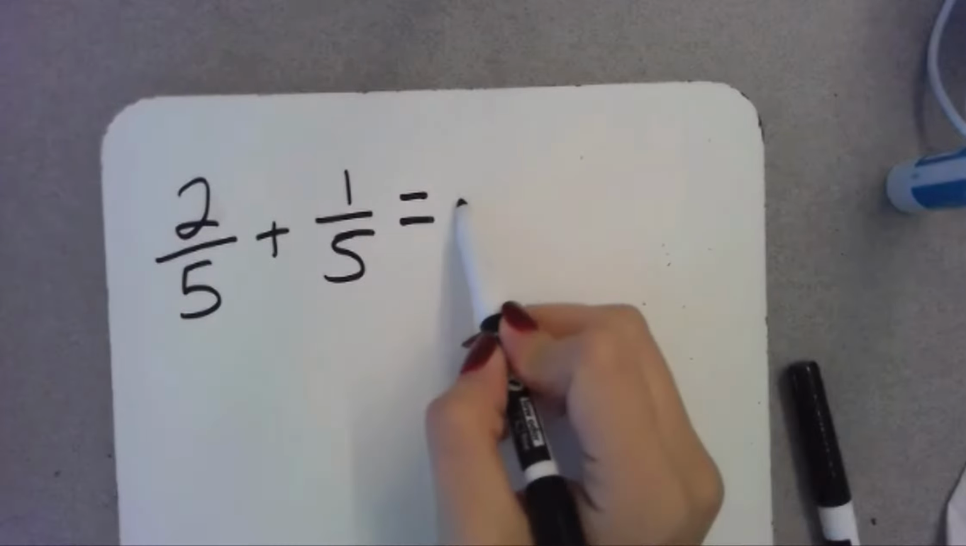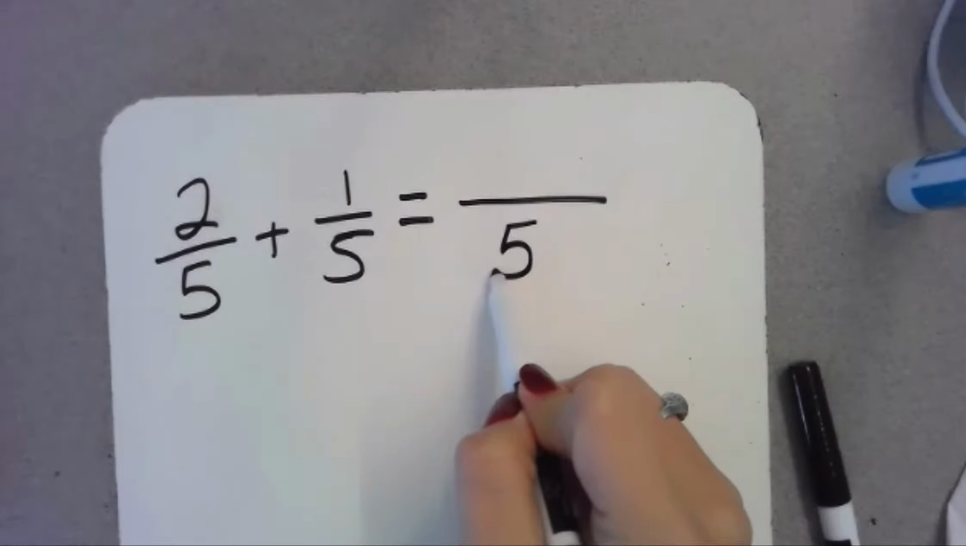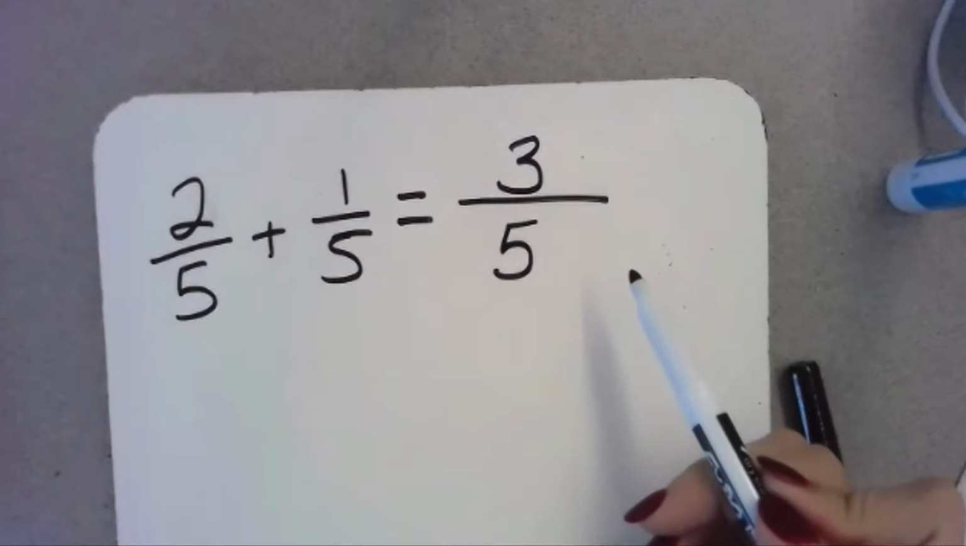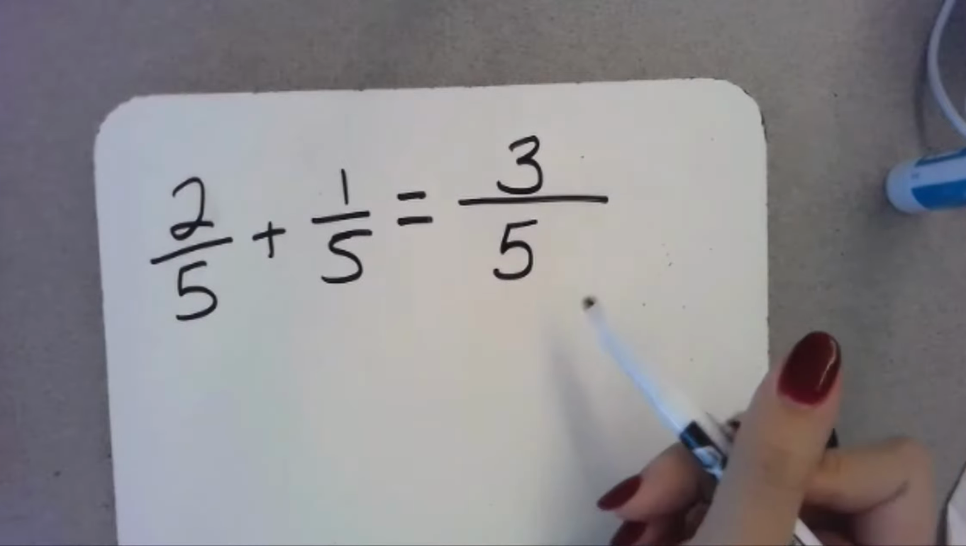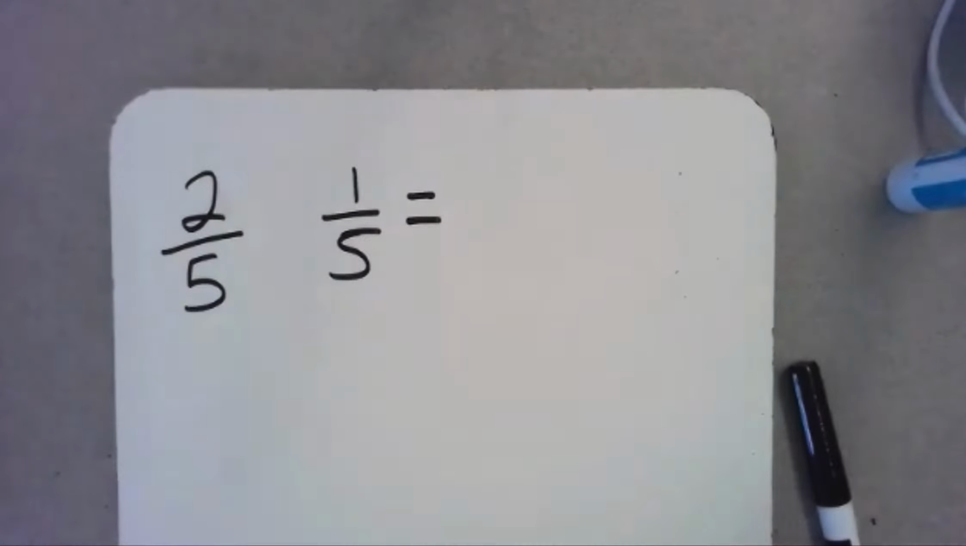All right, so I'm looking at this. It looks like we're getting it. We keep the denominator the same. And because they're the same, we can add the numerators or the top numbers. I feel like we're pros at this. What happens if I did 2/5 minus 1/5? What would that answer be?